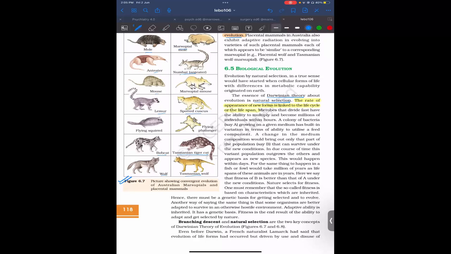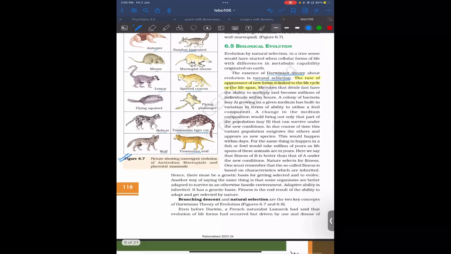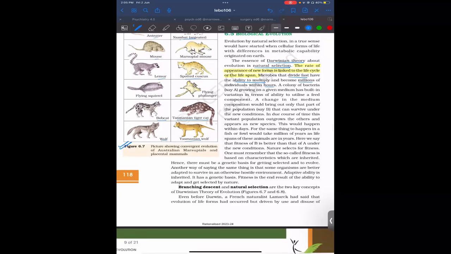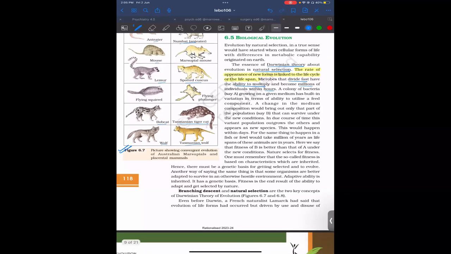Now, microbes or bacteria divide within minutes. They divide very fast. They have the ability to multiply and become millions of individuals within hours. Now listen to this example very carefully. This is the answer to your first question, which asked about antibiotic resistance. The question was: explain the antibiotic resistance observed in bacteria in light of Darwinian selection theory. So that is discussed here.